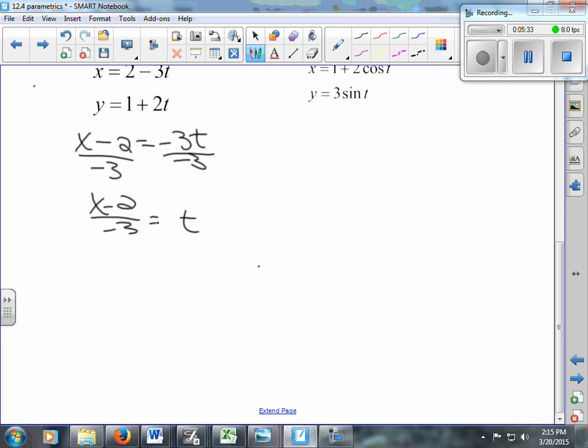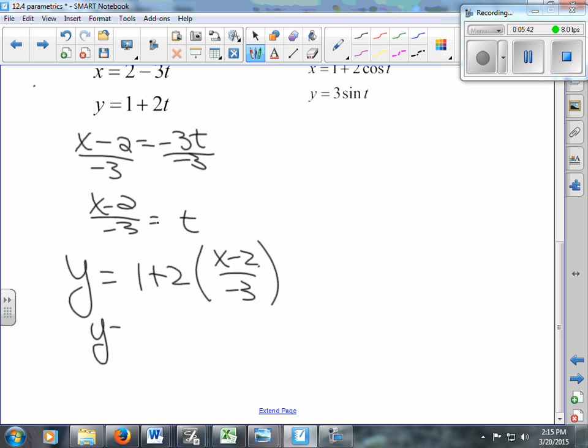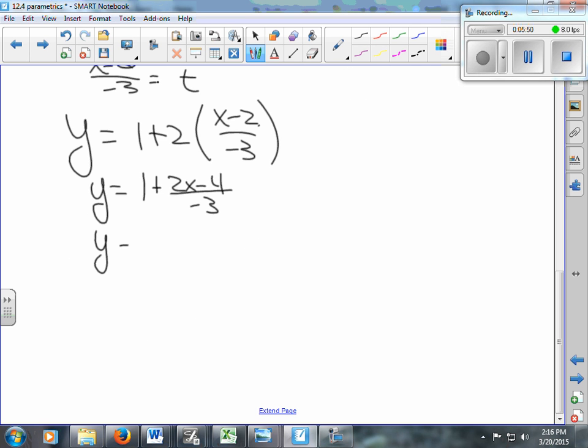Now I'm going to take my other equation y and replace the t with x minus 2 over negative 3. And I've successfully now eliminated my parameter. So y equals 1 plus 2x minus 4 over negative 3. And I guess that should simplify some more.